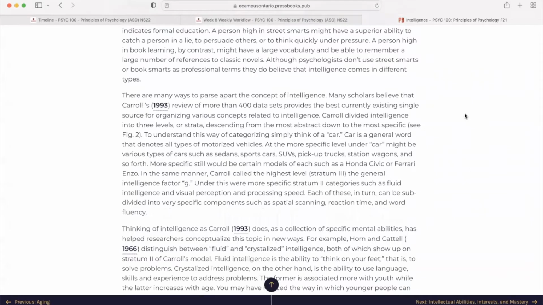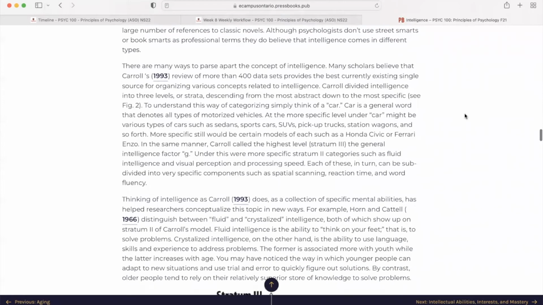Many scholars believe that Carroll's 1993 review of more than 400 data sets provides the best currently existing single source for organizing various concepts related to intelligence. Carroll divided intelligence into three levels, or strata, descending from the most abstract down to the more specific. To understand this way of categorizing, simply think of a car. Car is a general word that denotes all types of motorized vehicles. At the more specific level under car might be various types of cars such as sedans, sports cars, SUVs, pickup trucks, station wagons, and so forth. More specific still would be certain models of each, such as a Honda Civic or Ferrari.